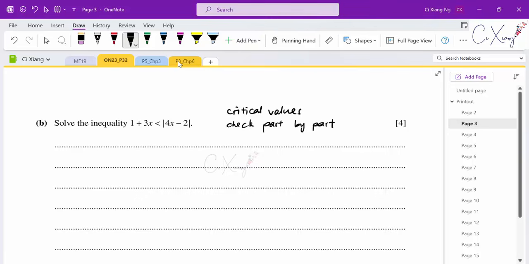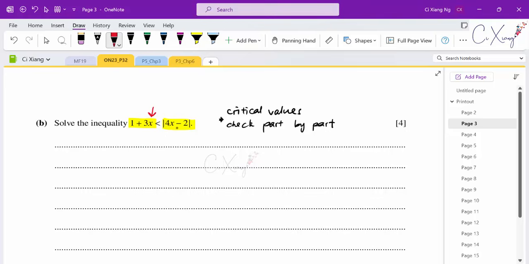Okay, so you need to check part by part, especially when you have an equation or inequality with a modulus on one side and no modulus but with x on the other side. This is a type of equation or inequality where you have to check your answer part by part.